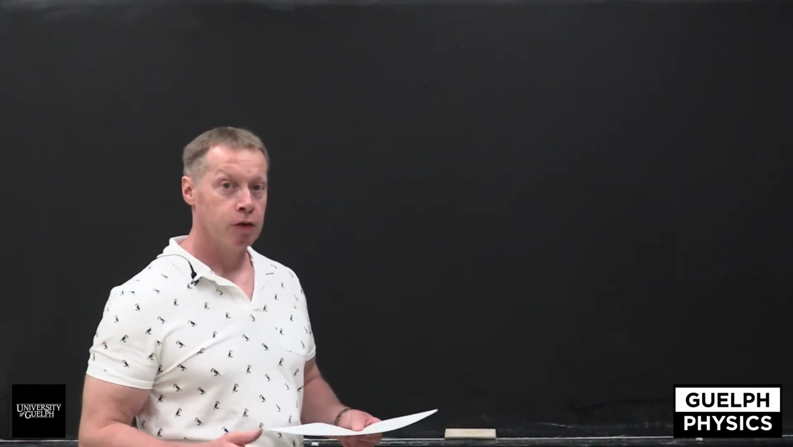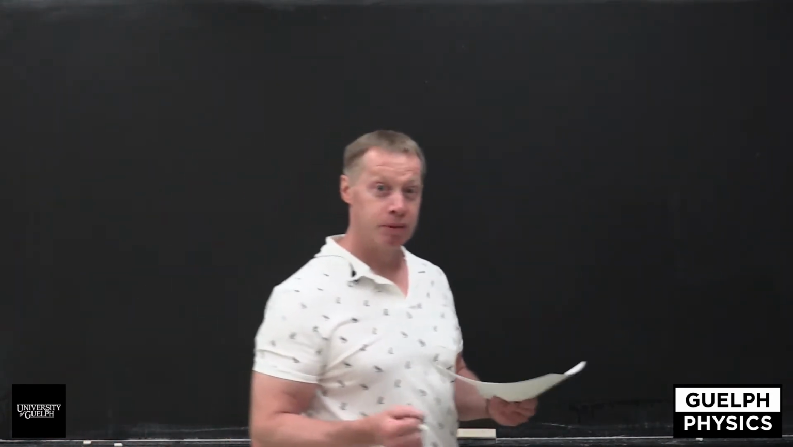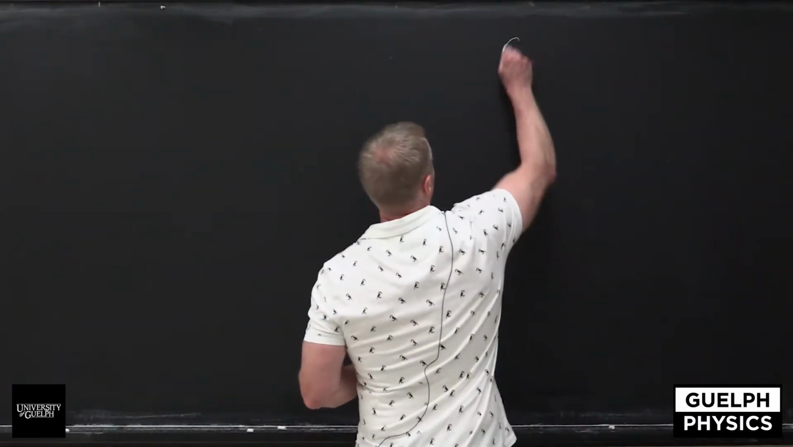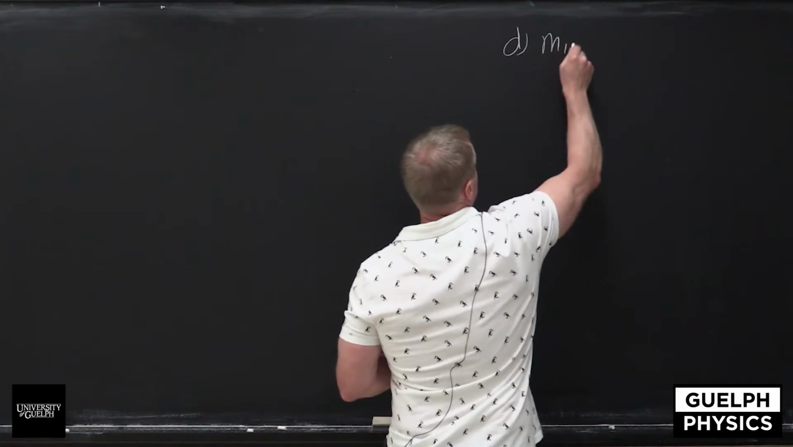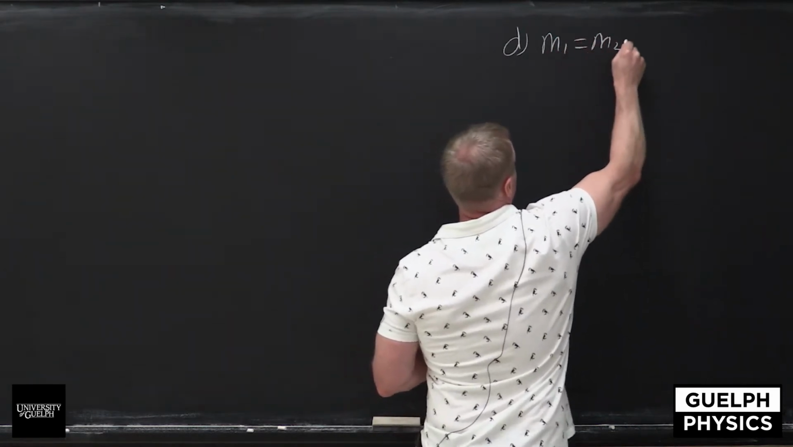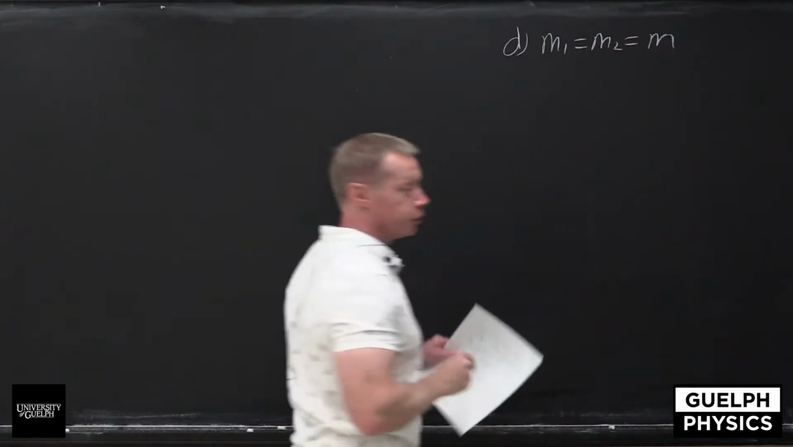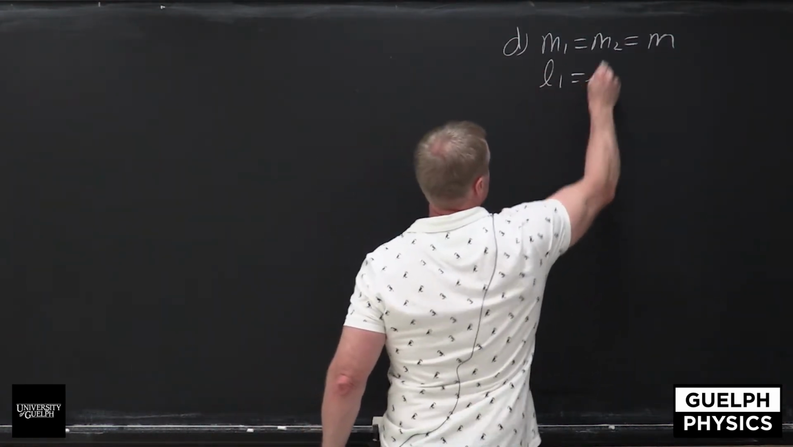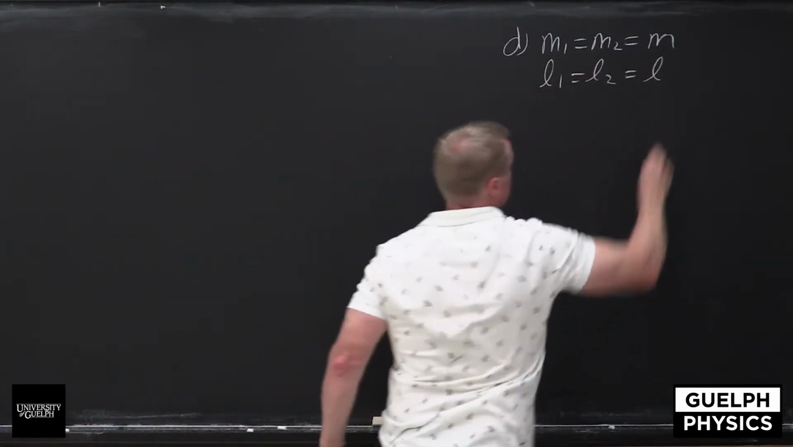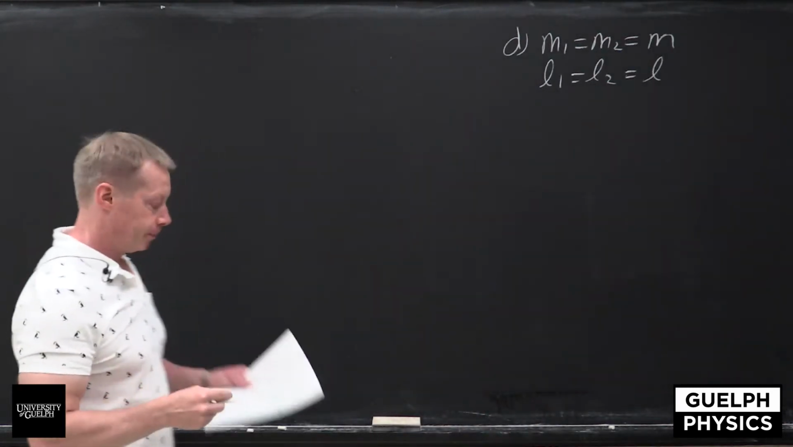So we have these long, complicated expressions that we have derived for the equations of motion, but now we finally can start making some simplifications. So for part D of this question, we were setting m1 equal to m2, which we just set equal to m, and also L1 equal to L2, which we set equal to L.